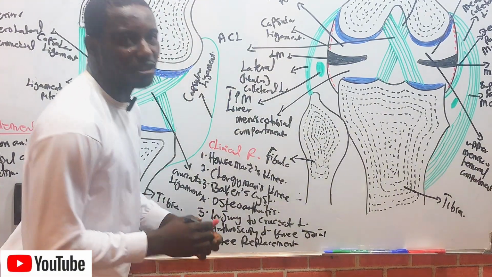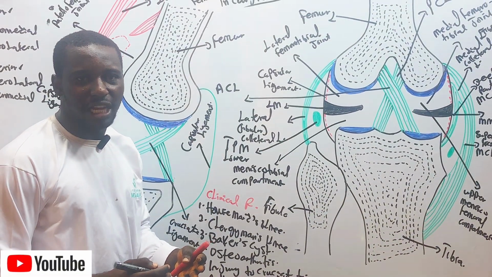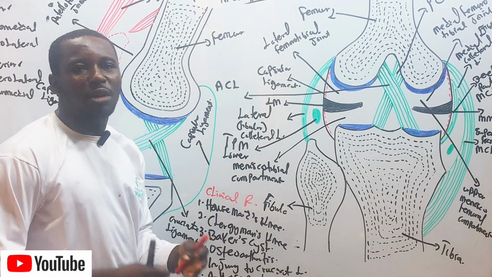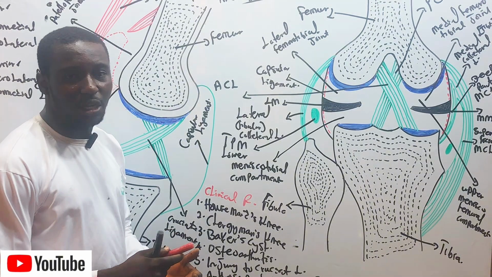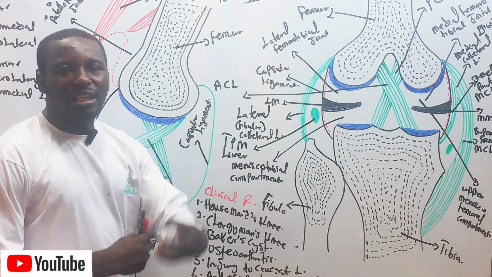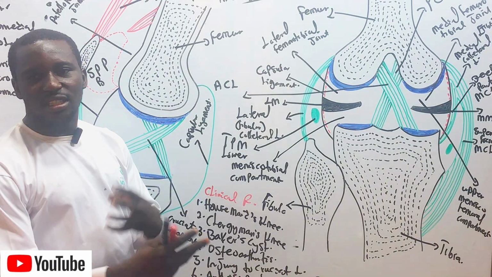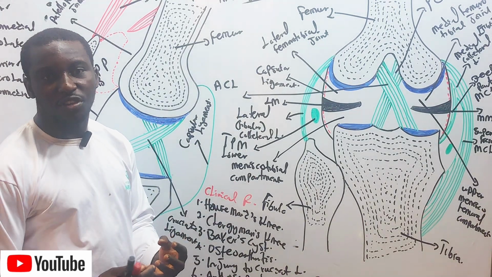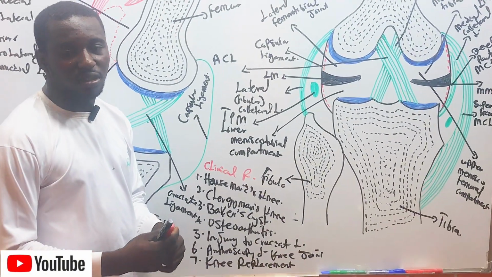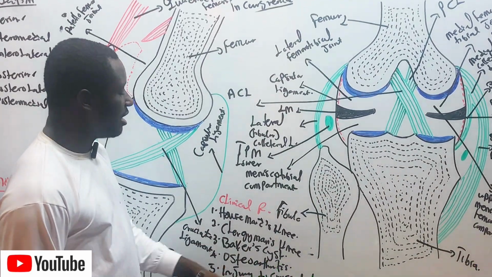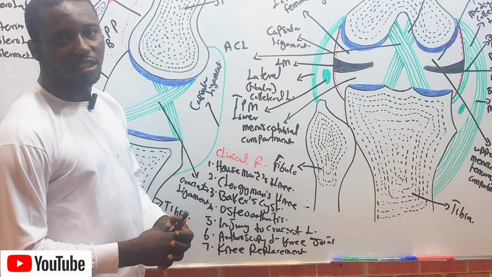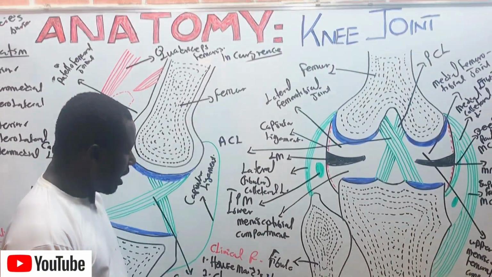The number 7 we have is knee replacement. What are those conditions that could lead to knee replacement? Either by a chronic osteoarthritis, there could be a prosthetic implant on the knee joint. That is what we call knee replacement. Because when there's a degeneration of the articular cartilages of the knee joint, there is a need for the knee to be replaced. So that is all about how it is being done. So these are the clinical relevances that are associated with the knee joint.